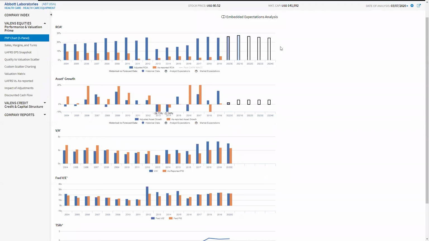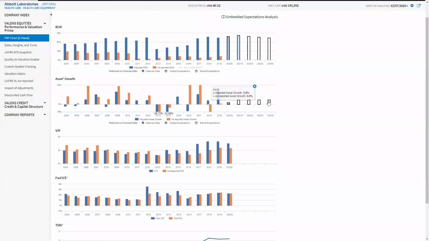Okay, that's helpful. Now let's understand the second chart. The second chart is asset growth. Right, and for asset growth, we're looking again at these orange bars versus the blue bars. Look at how many times the orange bars and the blue bars are sometimes directionally wrong, like here in 2016 and 2018. As reported metrics would tell you that Abbott's growing when it's actually shrinking, or vice versa.